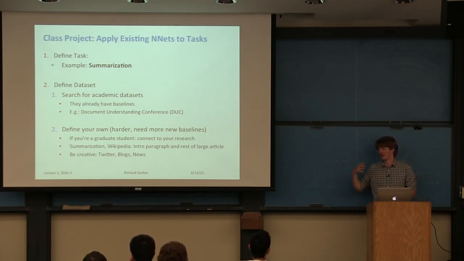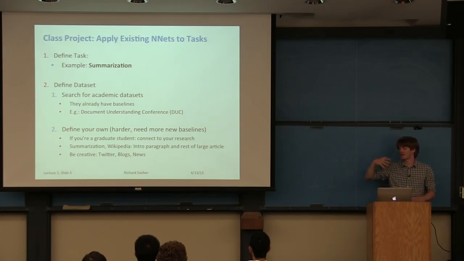So maybe you're in education and you could have some data set where you have student essays and you want to grade them, for instance. In the case of summarization, maybe you could build your own data set based on Wikipedia. You could use the intro paragraph and then the rest of the article, and you try to summarize the rest of the article to become your introduction paragraph, for instance.